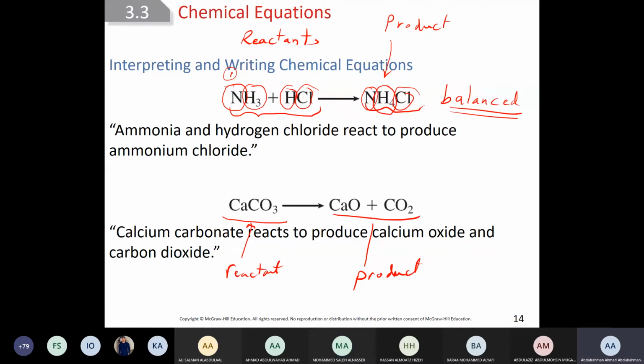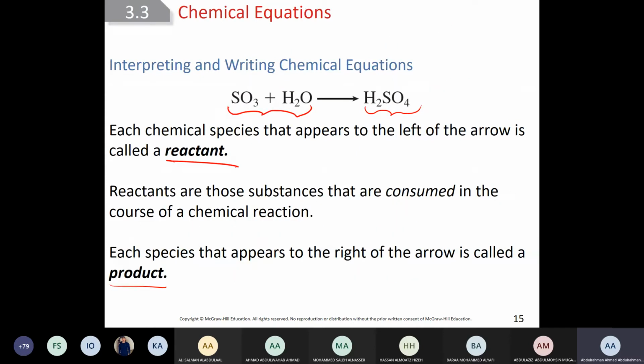Okay, how about the second one? Is it balanced? Yes, there's 1 calcium, 1 calcium. 1 carbon, 1 carbon. 3 oxygen, 1 and 2, 3 oxygen. This is already balanced. Good. How about this one? Is it balanced? Yes. Two hydrogen. One sulfur, one sulfur. Four oxygen, and this is balanced.